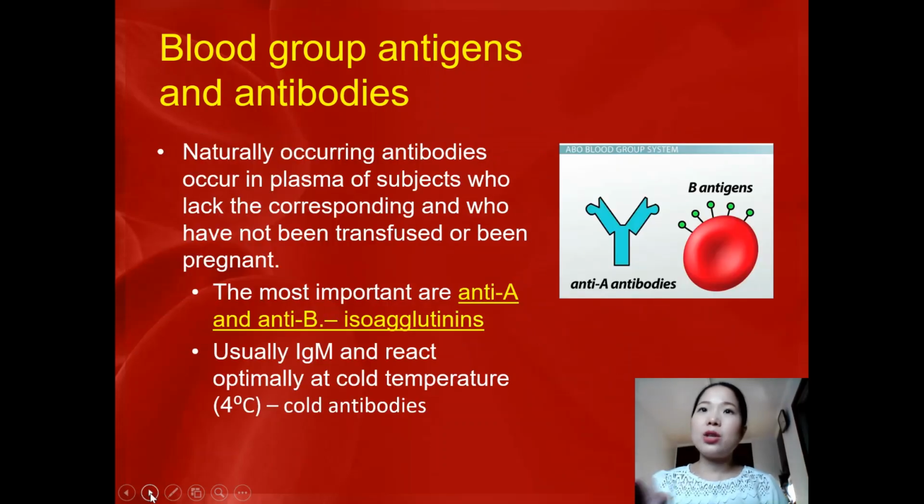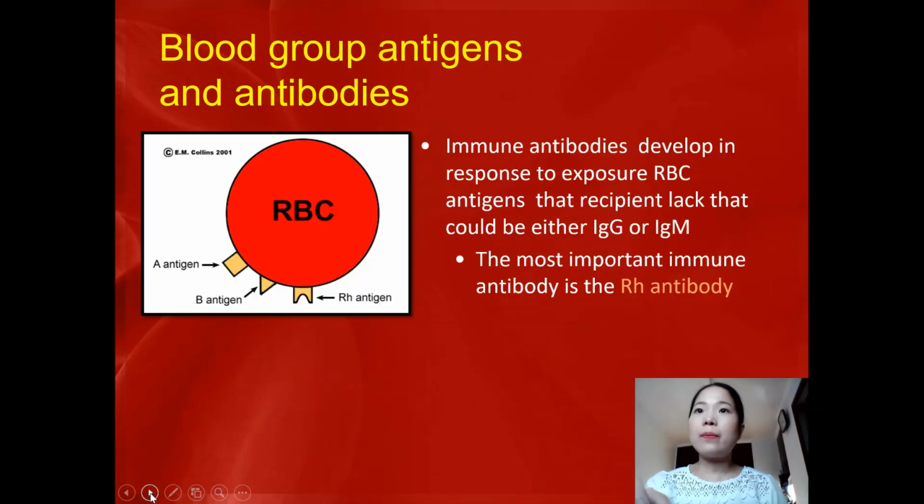Aside from the antigens, we have naturally occurring antibodies that are seen in the plasma. Usually for those who have not been transfused or have not been pregnant, the most important antibodies are your anti-A and your anti-B isoagglutinins. Aside from this, we also have the RH antibody, the RH positive, the RH negative antibodies. And again, you see this in the plasma of your patients.